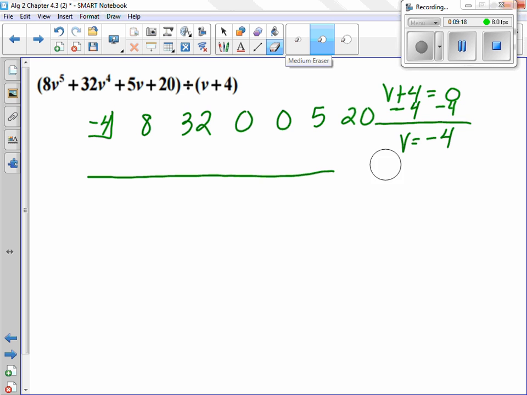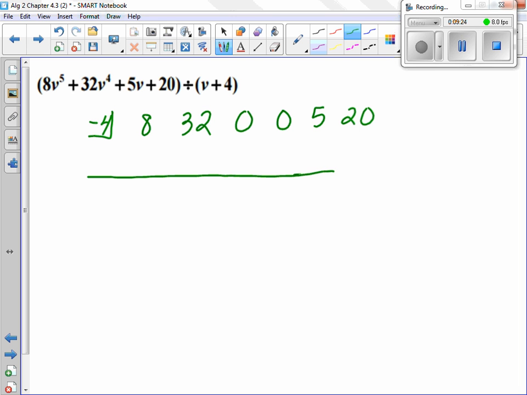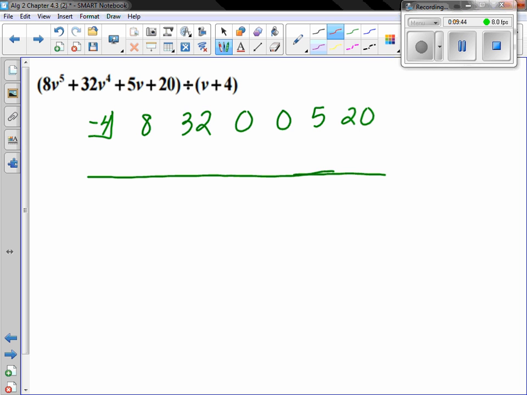So why did I have 2 zeros? Yes. Because v to the third and v to the second are not there, we have to add them in with zeros. Just like we did with long division. With long division, we wrote it in as plus 0v cubed plus 0v squared. Here we can just put 2 zeros for those spots. Any questions on this here?